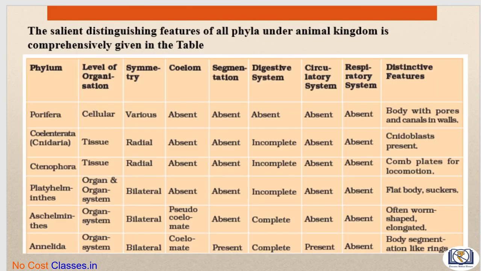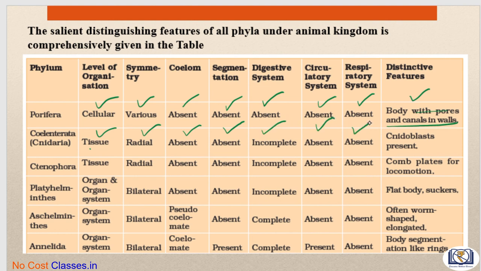Now, in a table, we have given a brief summary of the animal kingdom. Porifera: cellular level, symmetry various, coelom absent, segmentation absent, digestive system absent, circulatory system absent, respiratory system absent, and the body with pores and walls. Now, Cnidaria: tissue system, radial symmetry, coelom absent, segmentation absent, digestion incomplete, circulation absent, respiratory system absent, and the specific character is cnidoblasts present here.